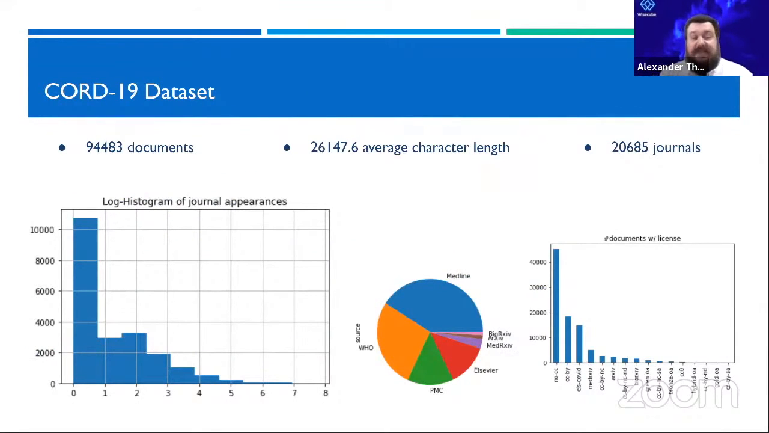So in the CORD-19 dataset, in the pool of data that I built the slide around, we had about 94,000 documents, with an average character length of 26,000, and they're from 20,000 different journals. We can also see the sources there. The plurality of them are from Medline, and then the WHO, and then PubMed Central. And they have a number of different licenses.